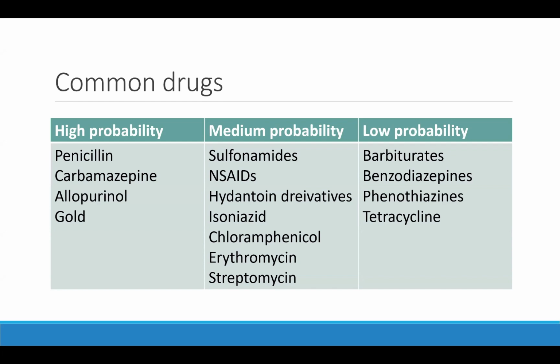These are the common drugs involved. For high probability, penicillin, carbamazepine, allopurinol, and gold. For medium probability, sulfonamides, NSAIDs, hydantoin derivatives, isoniazid, chloramphenicol, erythromycin, and streptomycin. Low probability for barbiturates, benzodiazepines, phenothiazines, as well as tetracycline.